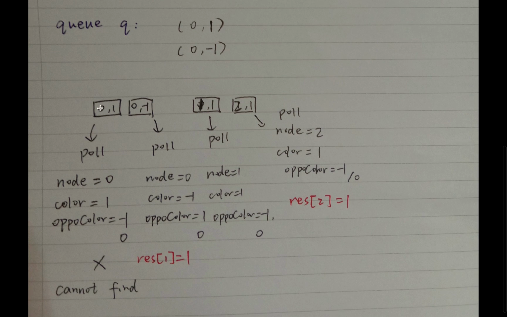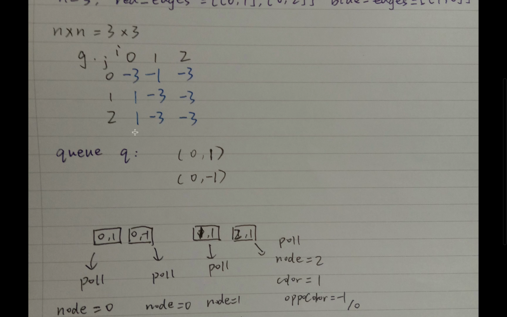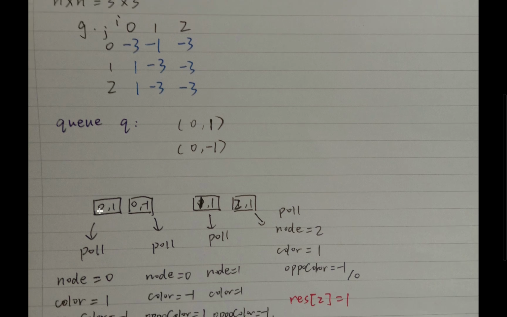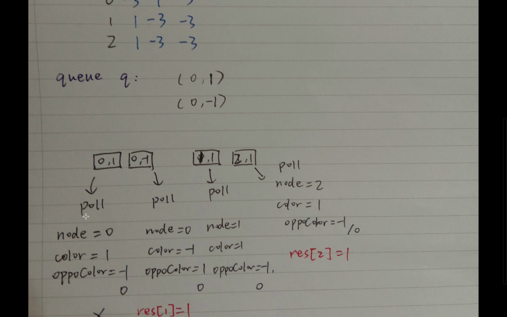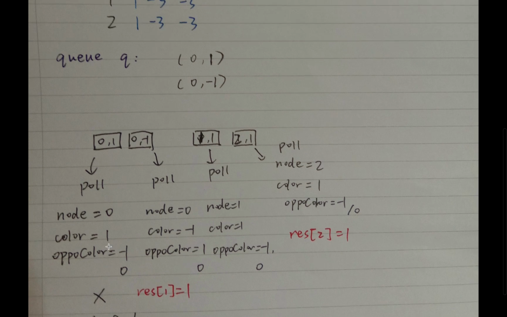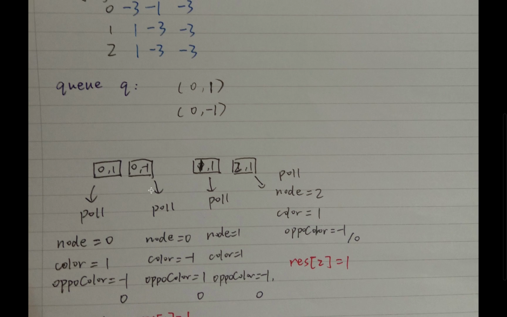We first pull this value from the queue. The node will be 0, the color will be 1, and the opposite color will be negative 1. We try to find the negative 1 and the 0. Let's see. There is no node we can visit from this node, so we cannot find. Then we keep pulling from the queue.